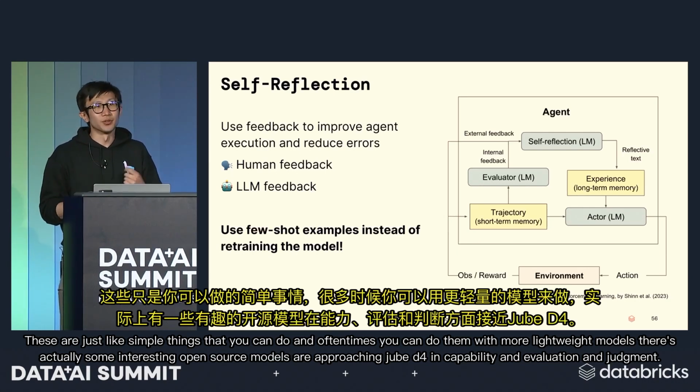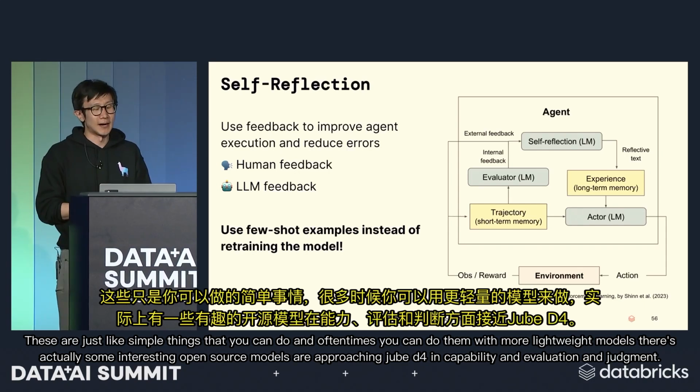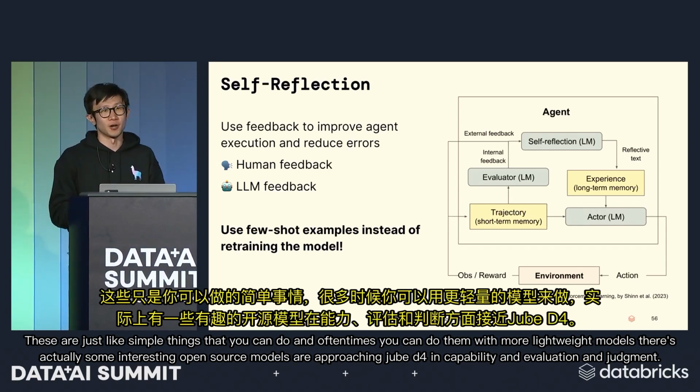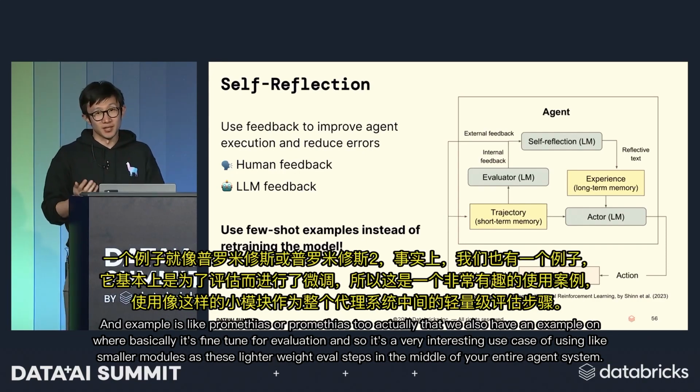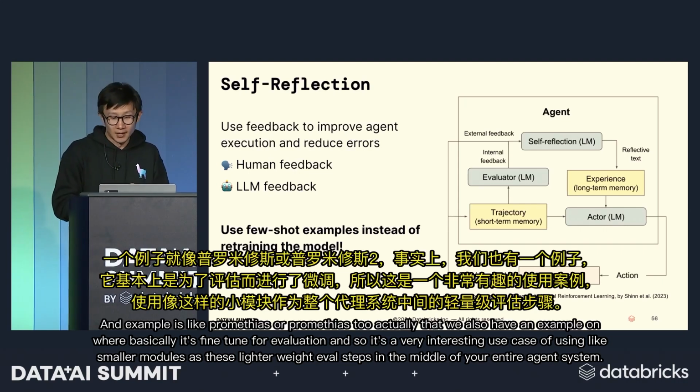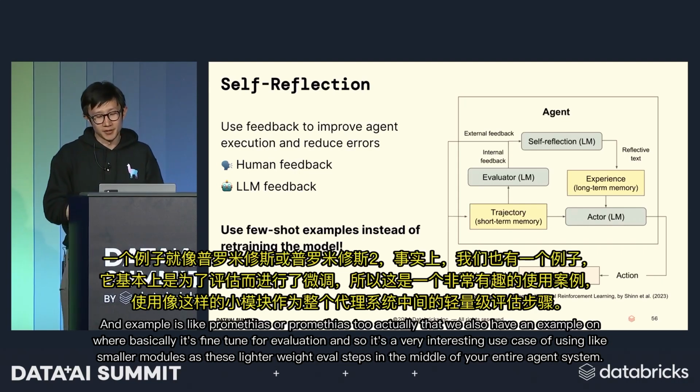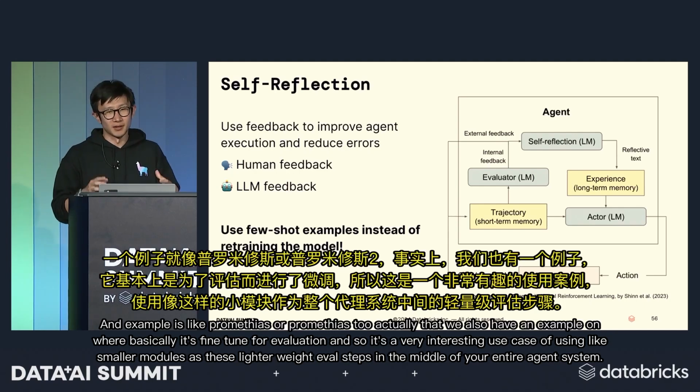These are just simple things that you can do, and oftentimes you can do them with more lightweight models. There's actually some interesting open source models that are approaching GPT-4 in capability and evaluation and judgment. An example is Prometheus, or Prometheus 2 actually, that we also have an example on, where basically it's fine-tuned for evaluation. And so it's a very interesting use case of using smaller modules as these lighter weight eval steps in the middle of your entire agentic system.